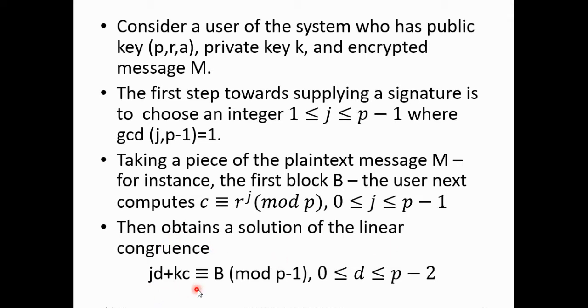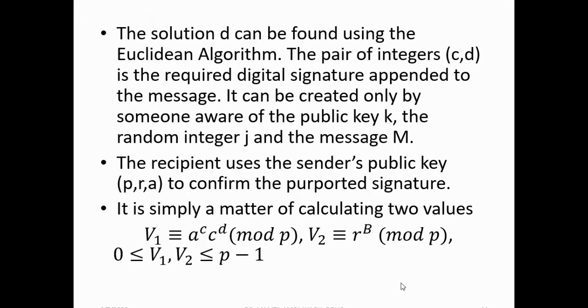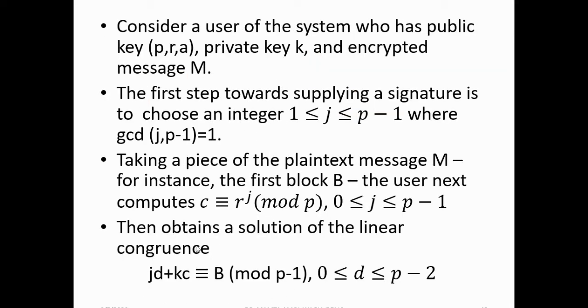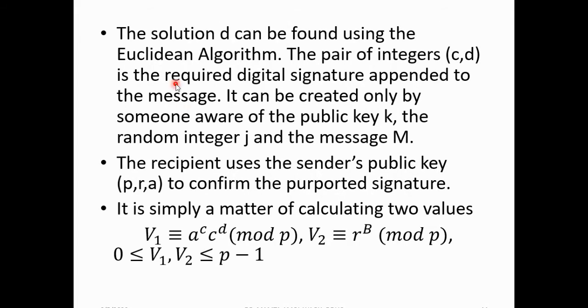Then obtains a solution of the linear congruence jd plus kc congruent to b mod p minus 1, where D lies between 0 and p minus 2. The solution D can be found using the Euclidean algorithm. As you can see, this can be solved by using the Euclidean algorithm.